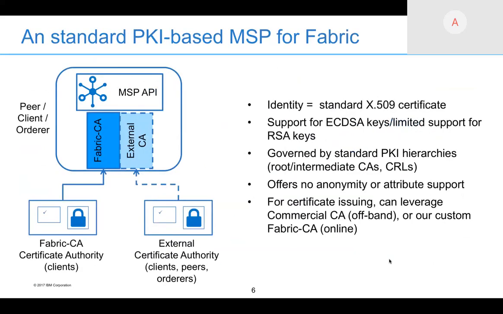This is the standard MSP implementation that we provide in Fabric, the one based on PKI standards. So an identity is, as you know, an X509 certificate. Signatures are right now ECDSA signatures, but there is partial support also for RSA keys, and then we have all the hierarchy governed by the classical PKI standard. You must have at least one root CA, and then you can have multiple intermediate CAs issuing certificates.